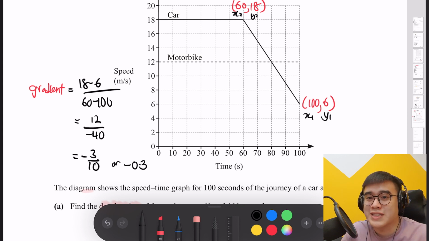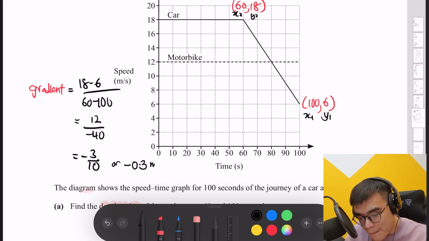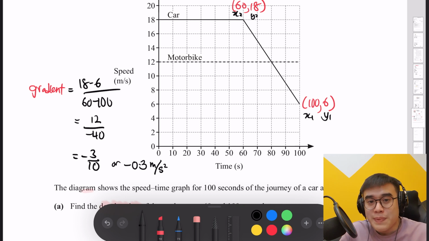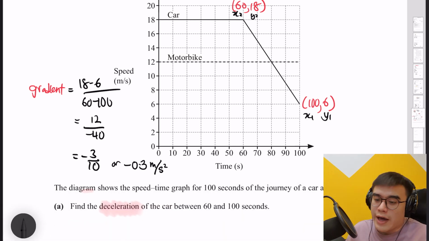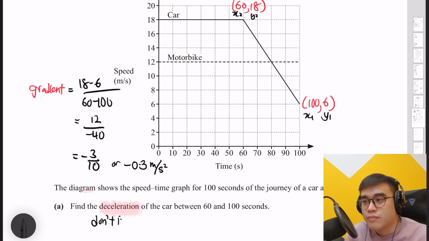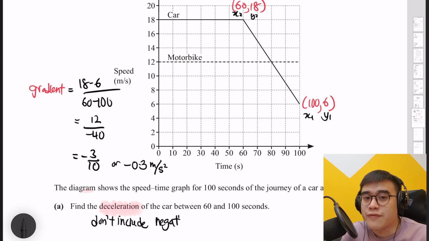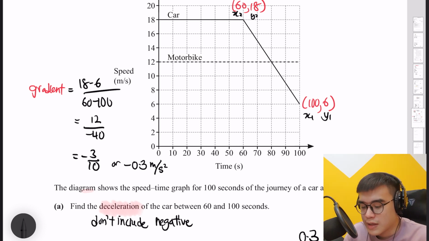-0.3 meters per second. However, remember, for speed or acceleration, anything else, it doesn't include the negative. You shouldn't include the negative. So the final answer of this should be 0.3 only.